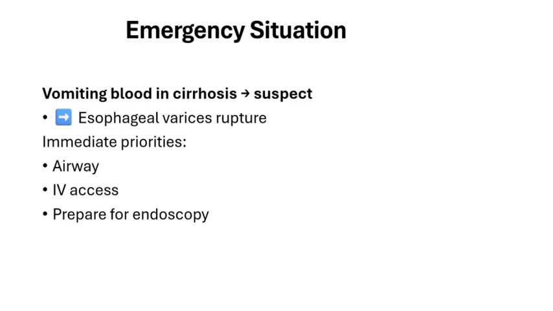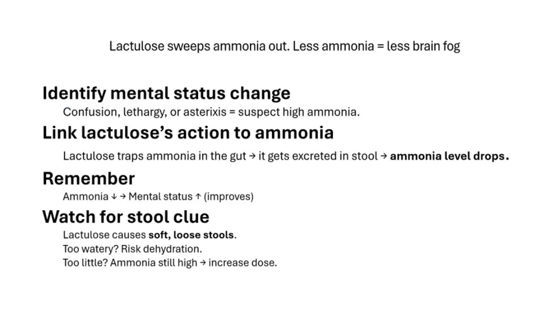A patient presents to the emergency department vomiting blood, with cirrhosis. In this condition, we suspect esophageal varices rupture. The priority at this time is to maintain the airway. They are breathing okay. They do have IV access, and then we prepare for endoscopy so that we can diagnose and fix the problem. If ammonia level decreases, mental status will improve. Less ammonia is equal to less brain fog.